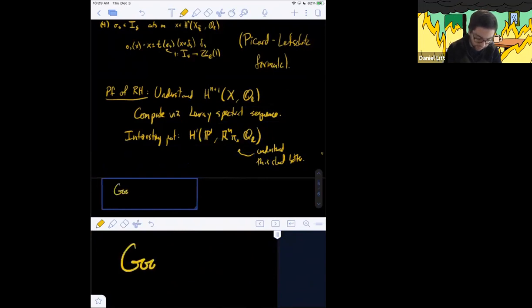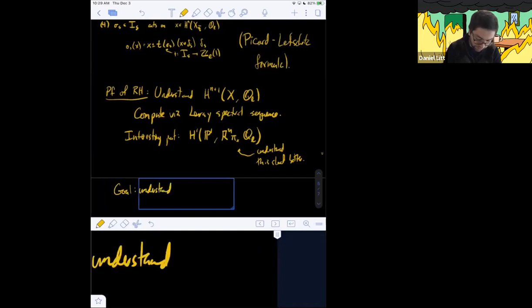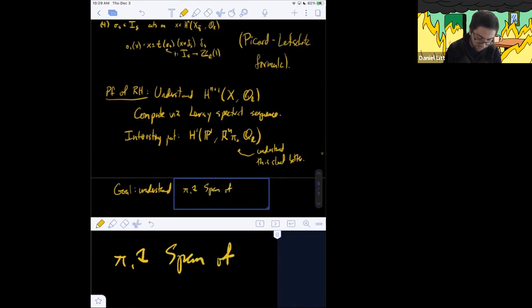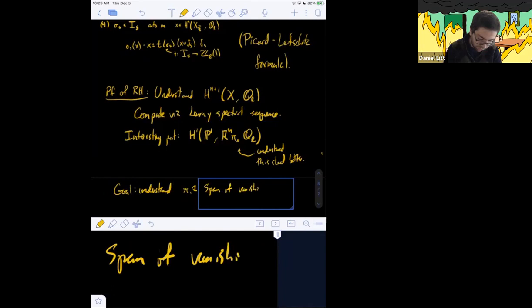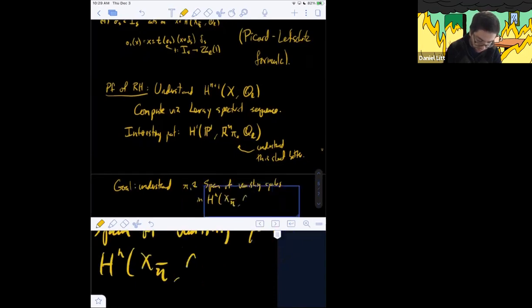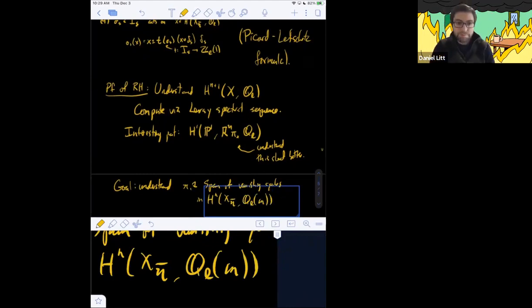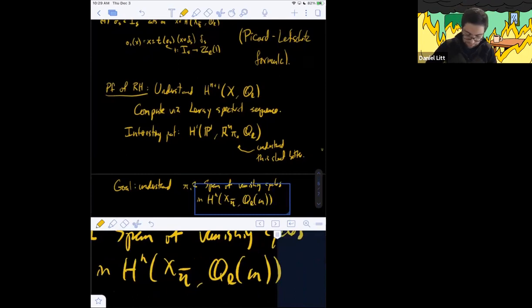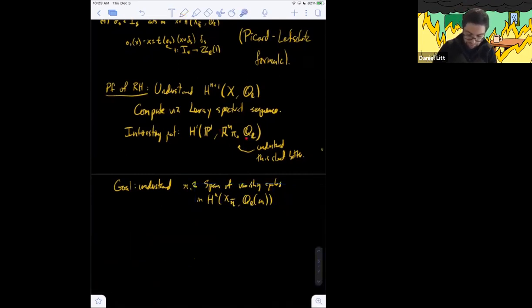So our goal now is to understand the monodromy action, so the π1 action on the span of vanishing cycles, which live in H^n of X_η̄ with Q_ℓ coefficients twisted by M. All right. So this is going to be the interesting piece of the π1 representation associated to this sheaf.